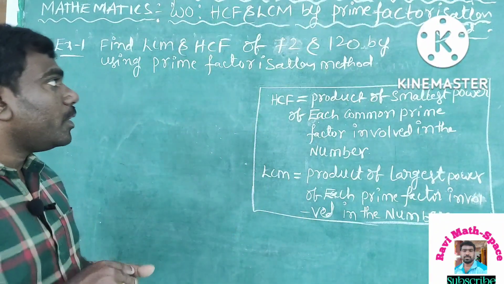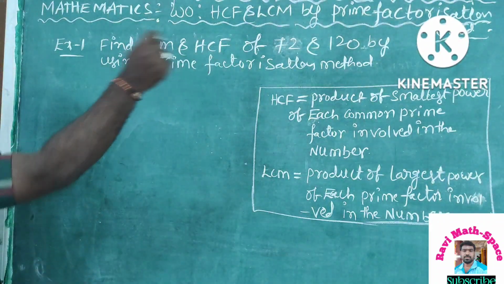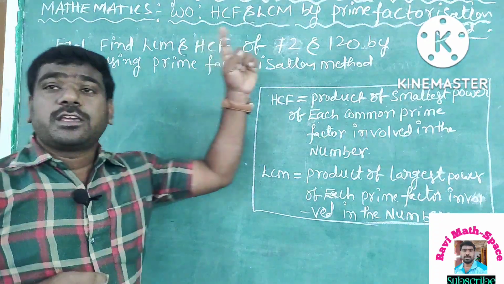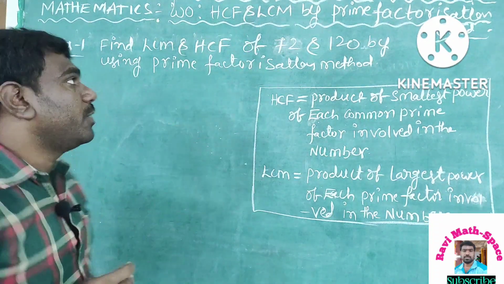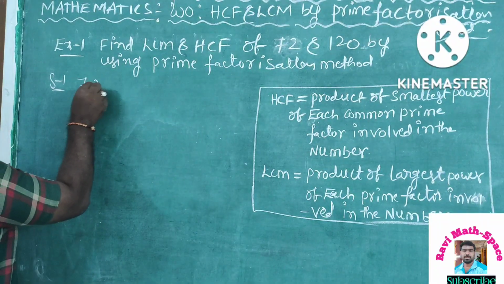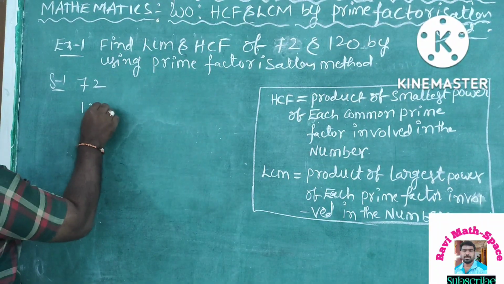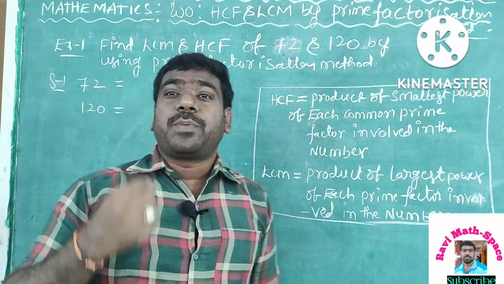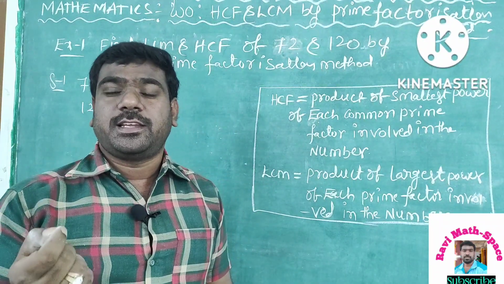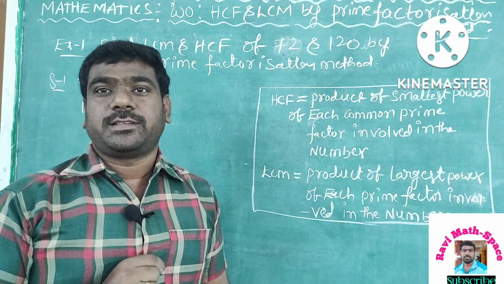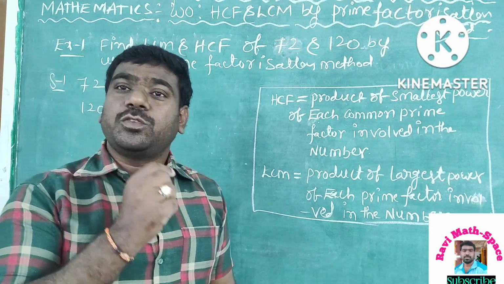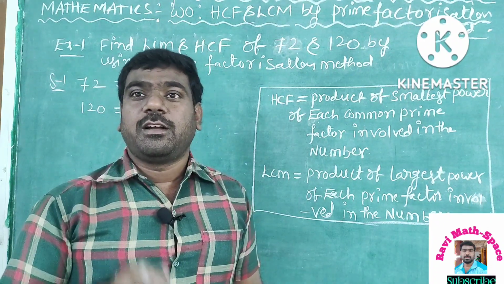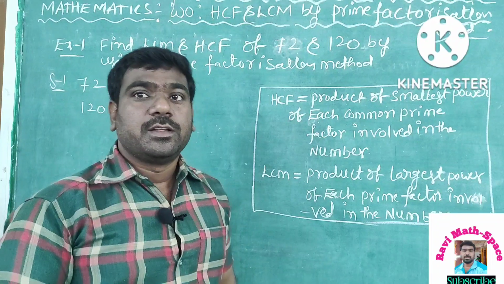Okay, now let's find it. What is step 1? First, we have to take the given two numbers. The first one is 72, the second one is 120. After taking the two numbers, we have to find the prime factorization of the given two numbers by using the long division method or the factor tree method.